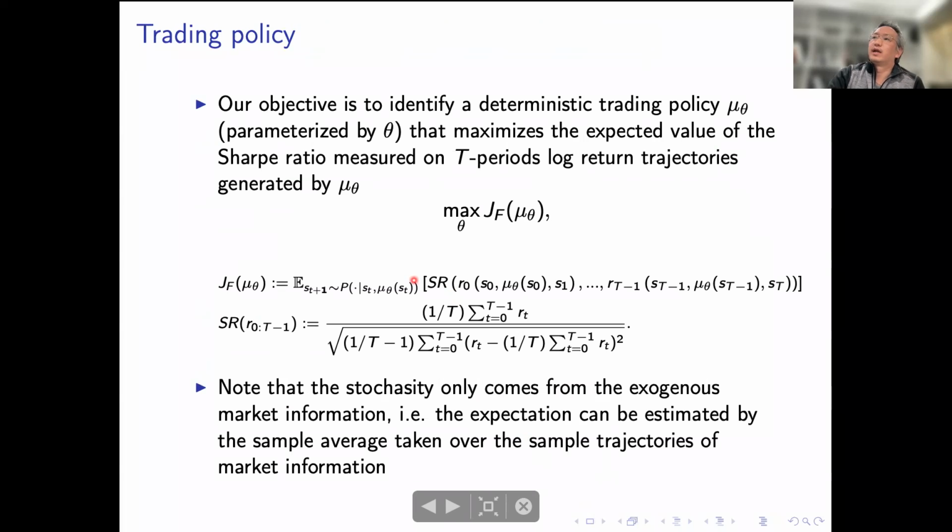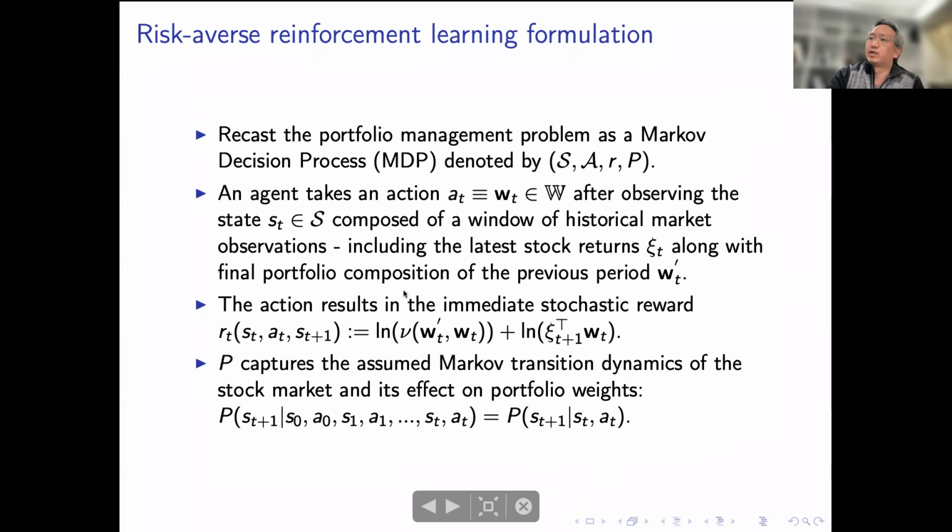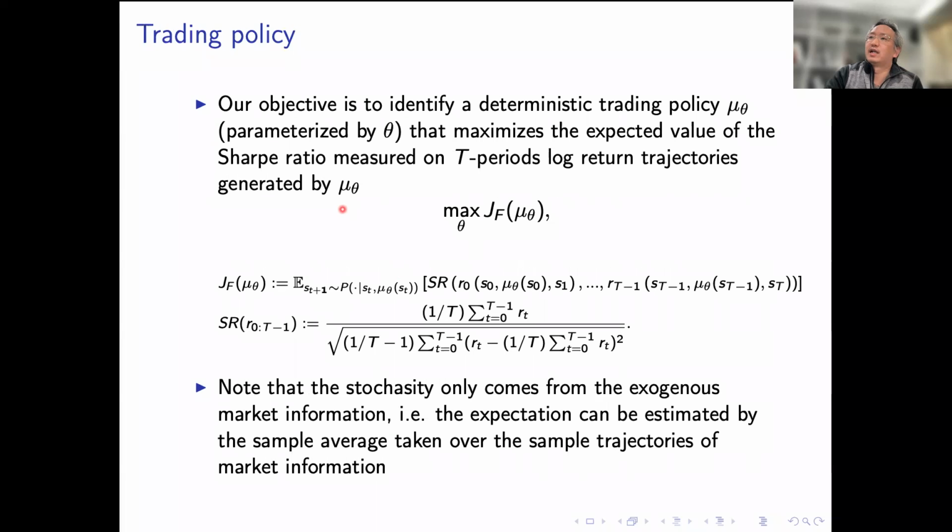All right, and the objective that we try to solve. So with this basic setup for the Markov decision process, the last piece of elements that we need to define will be the objective, and the problems.